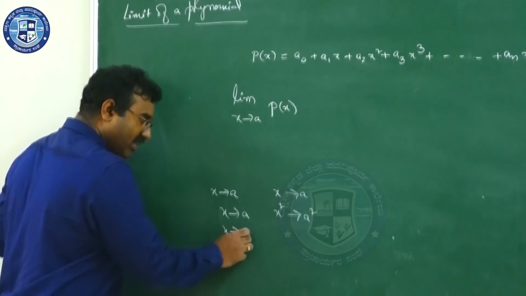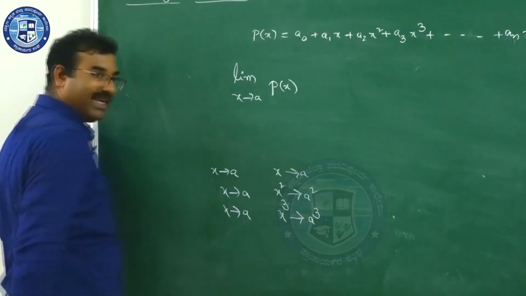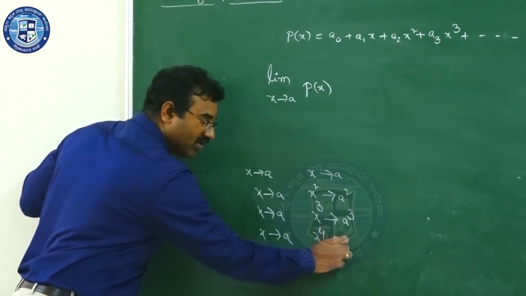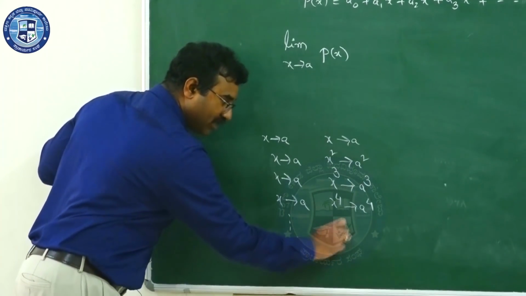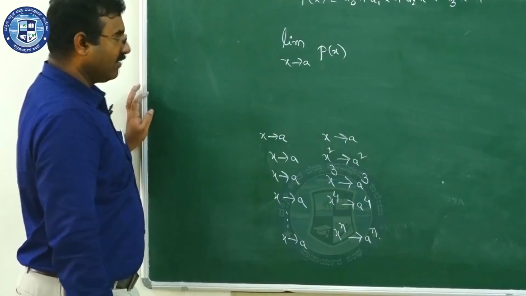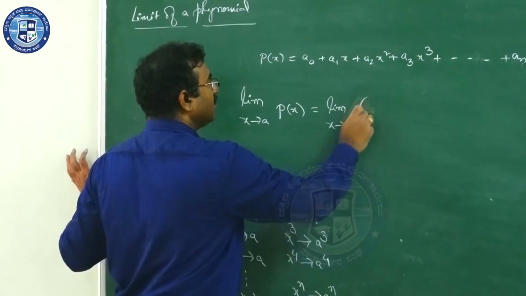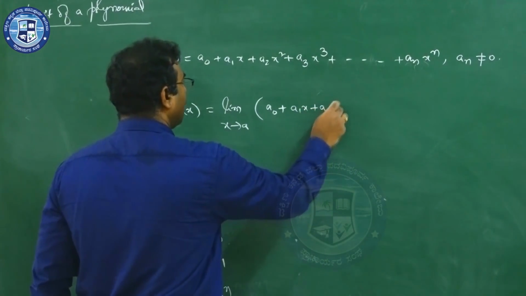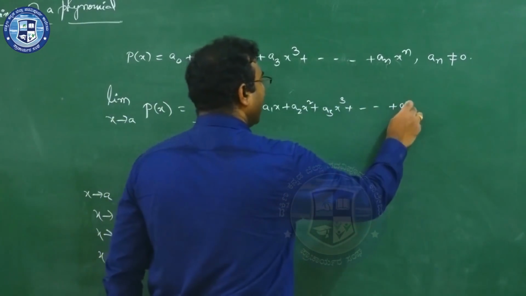When x is coming close to a, x cube comes close to a cube. When x is coming close to a, x power 4 comes close to a power 4. Likewise, when x is coming close to a, x power n comes close to a power n. So the same thing we apply: limit x tends to a of the entire function, if you write a0 plus a1x plus a2x square plus a3x cube, and so on, up to an x power n.